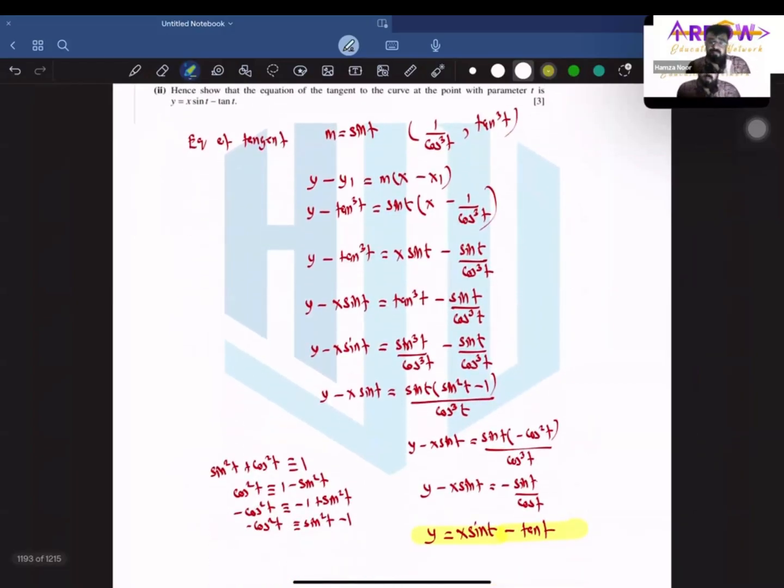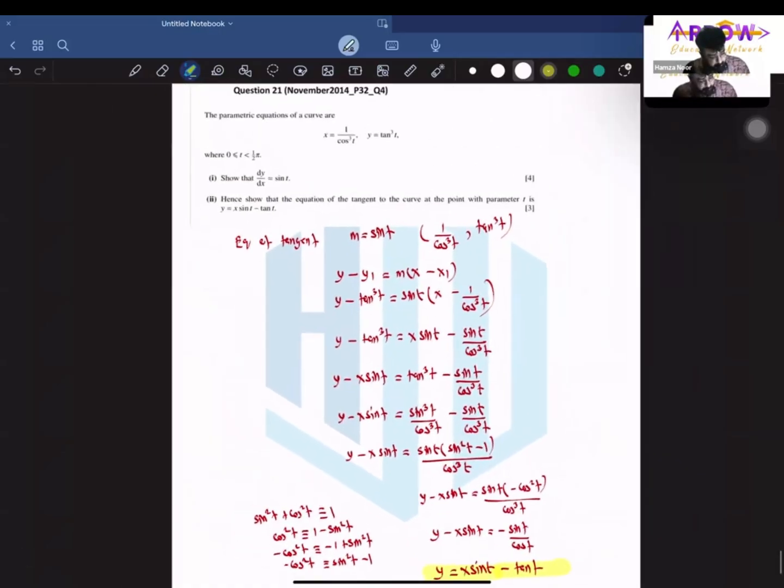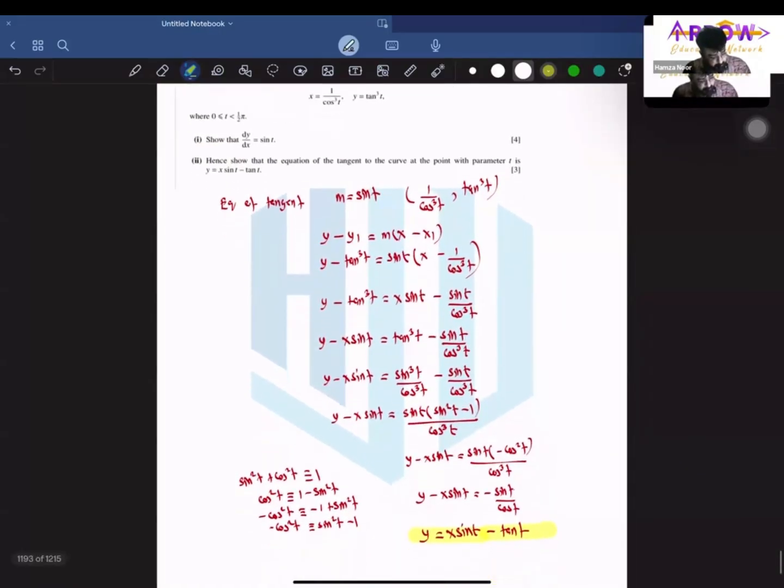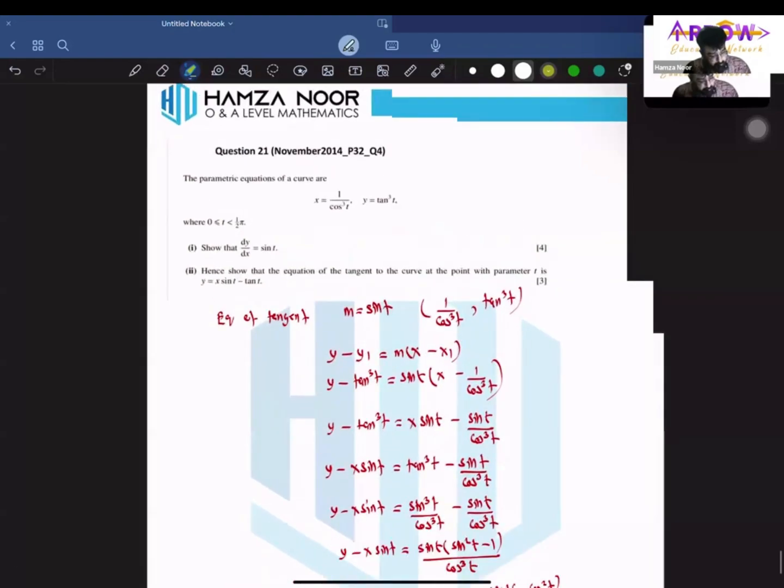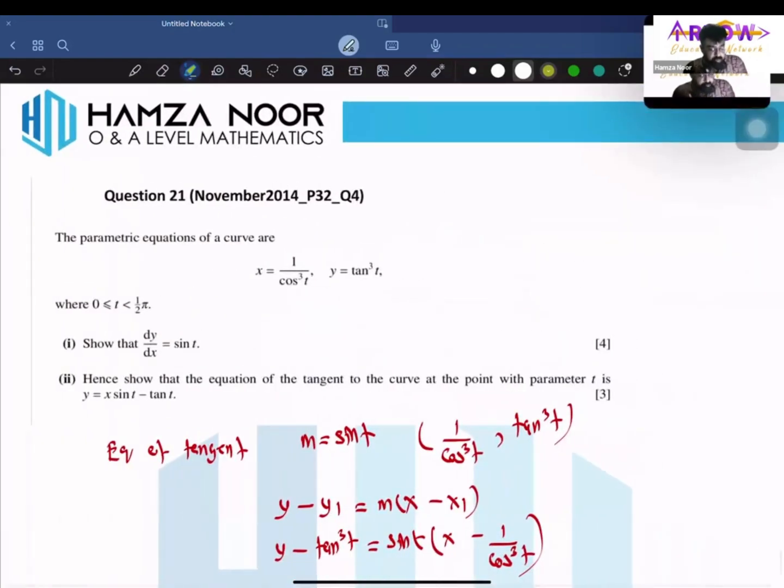As simple as that. So you need to be well versed with all of the identities and how to use them. I hope you have done enough practice in the topic trigonometry. This was question number 21 of the handout, which is October-November 2014, paper 32, question number 4. So now let's move on to the next question.